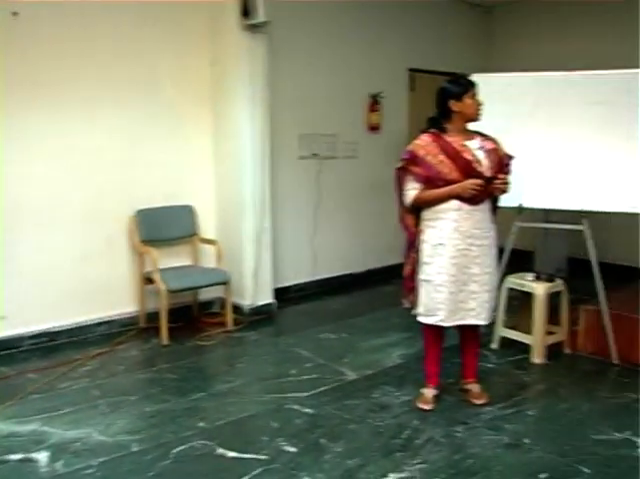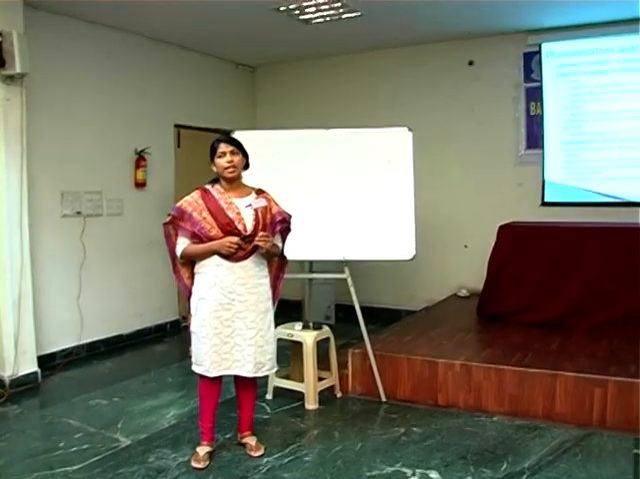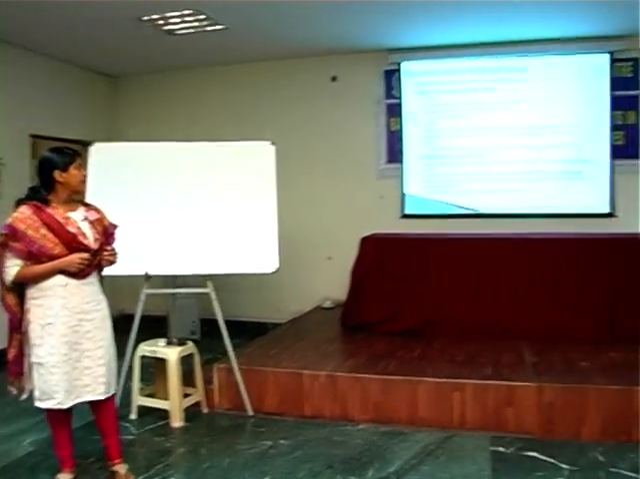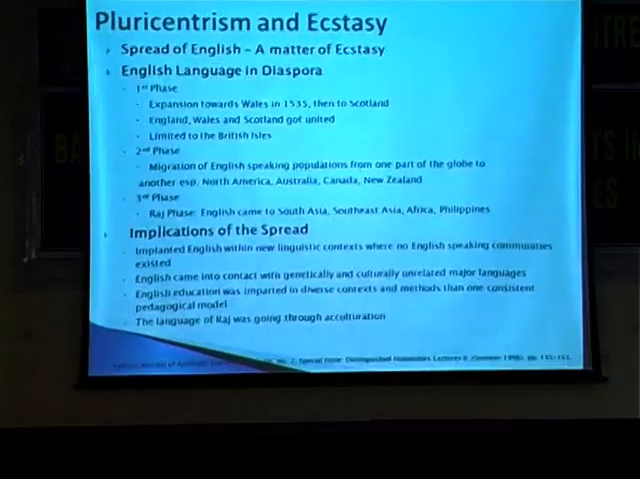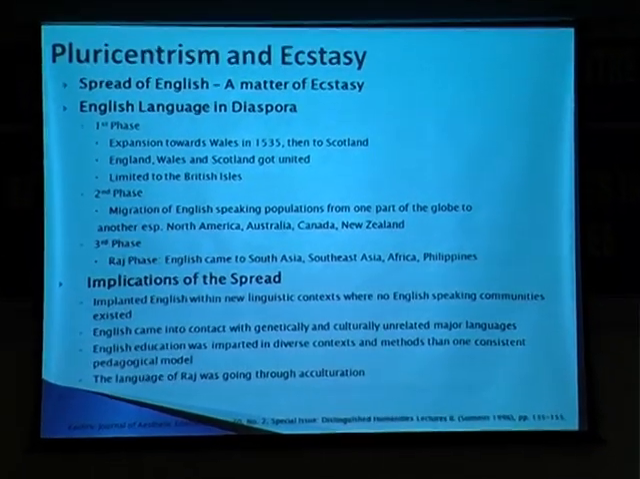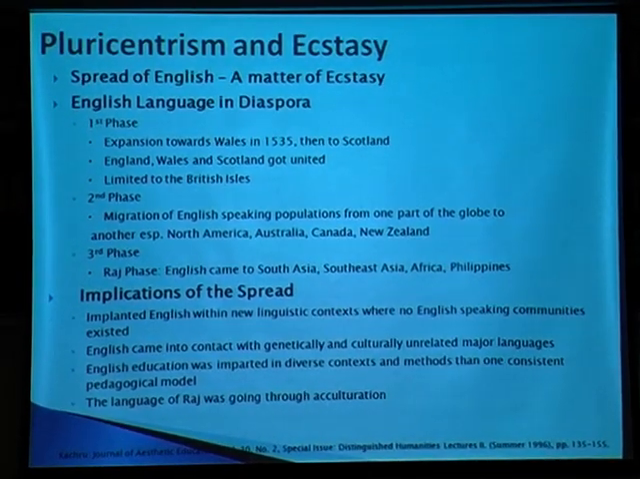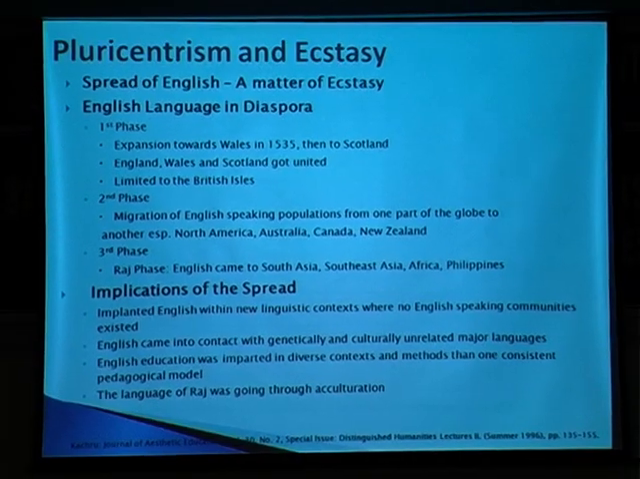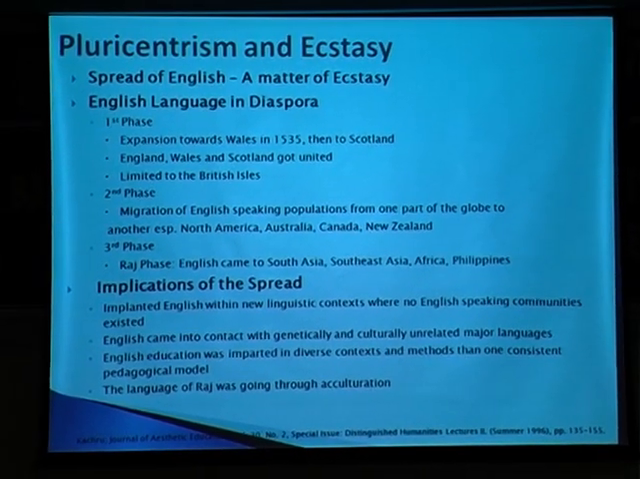And in the second phase we have the migration of English speaking populations from one part of the globe to another, that is especially to North America, Australia, Canada, New Zealand, etc. And then in the third phase, it is the Raj phase, the period of colonization, that is when English came to South Asia, Southeast Asia, Africa, Philippines, etc.